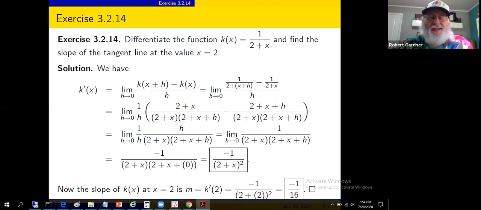And 1/16 is a kind of small number. It's going downhill, but very shallowly because 1/16 is a small number. So I can tell that just by looking at the derivative. And we'll use derivatives to graph quite soon. Let's do another one.